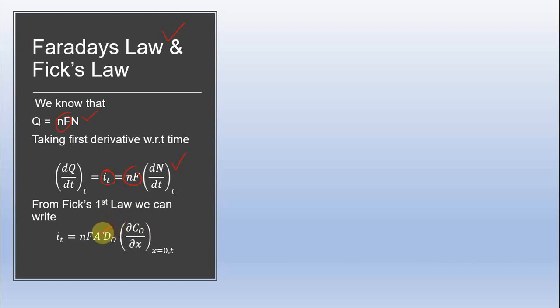So one important parameter here is D_O. What does it show? That we are looking at a diffusion controlled reaction, and then we have this concentration, which is the concentration profile of the oxidized species at a certain distance. This x is giving the distance from the electrode, and we already saw the concentration distance profiles in a previous lecture of the same series.